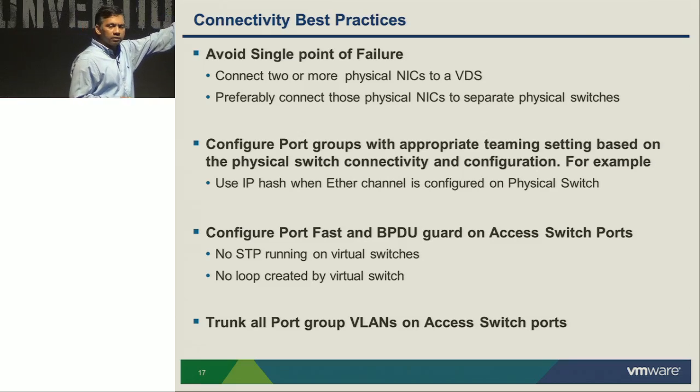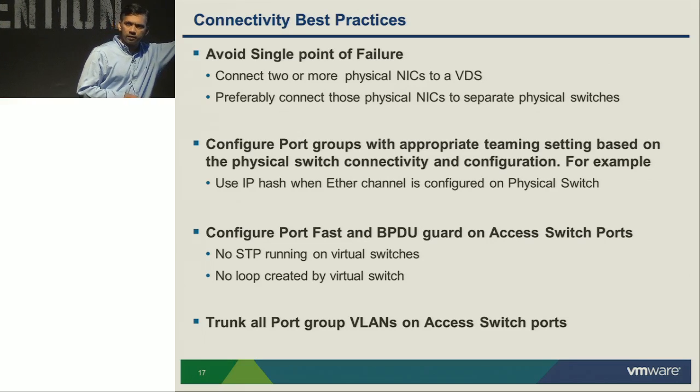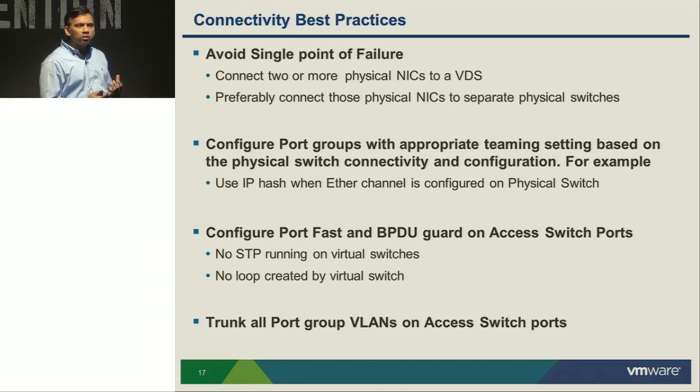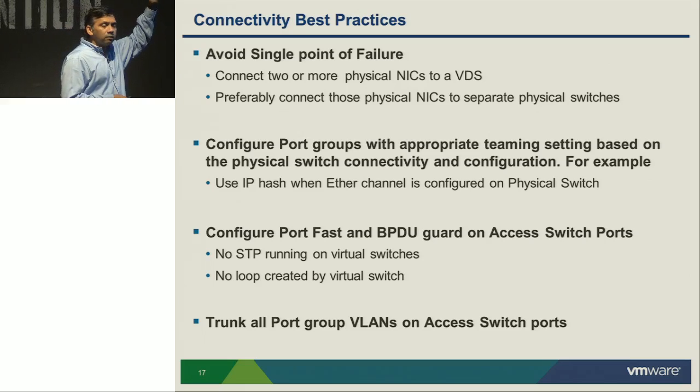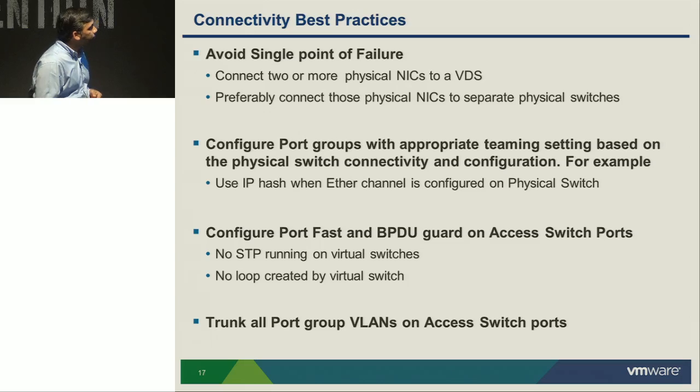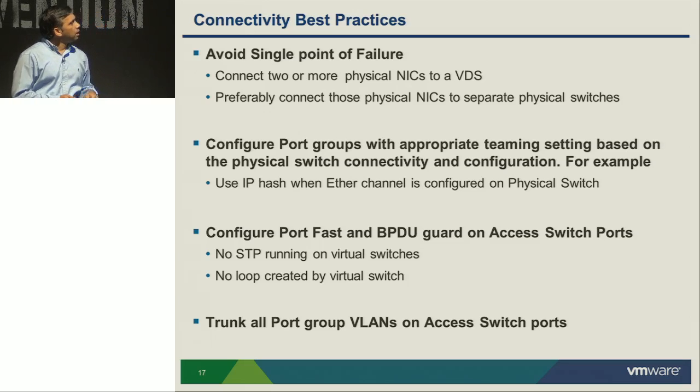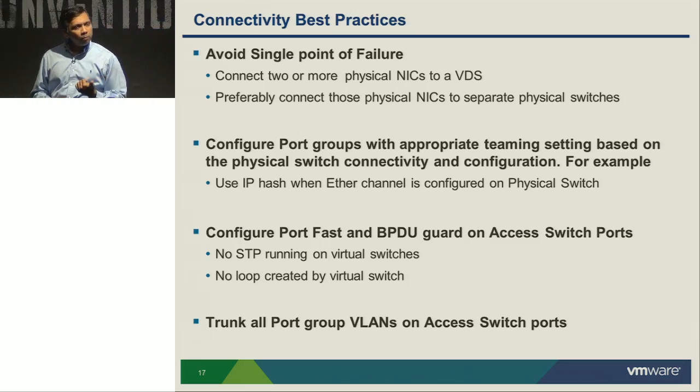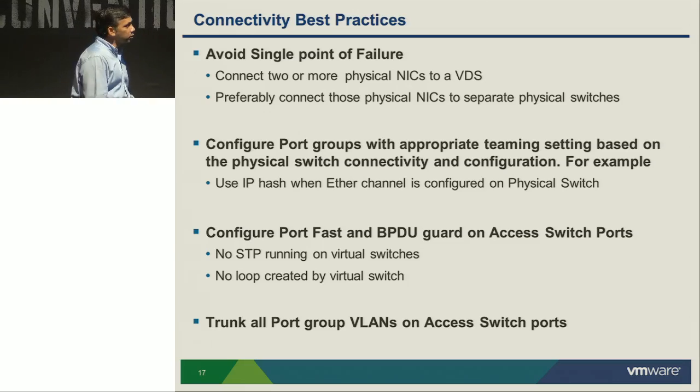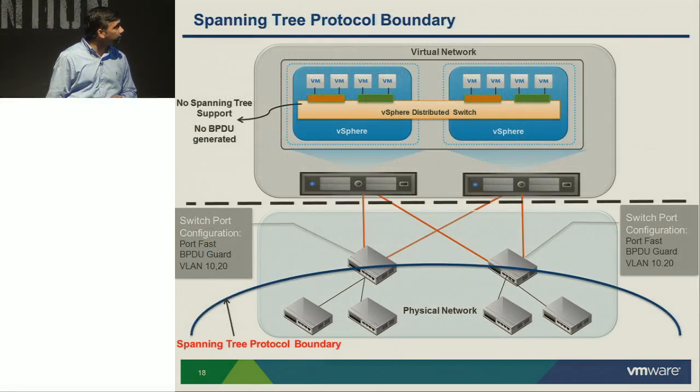That's what it's doing with this BPDU guard and port fast configuration, where you don't run all the spanning tree protocol and the server ports immediately get connectivity to the network. The final one is trunk all port group VLANs. I will come back to here and explain what exactly happens here.